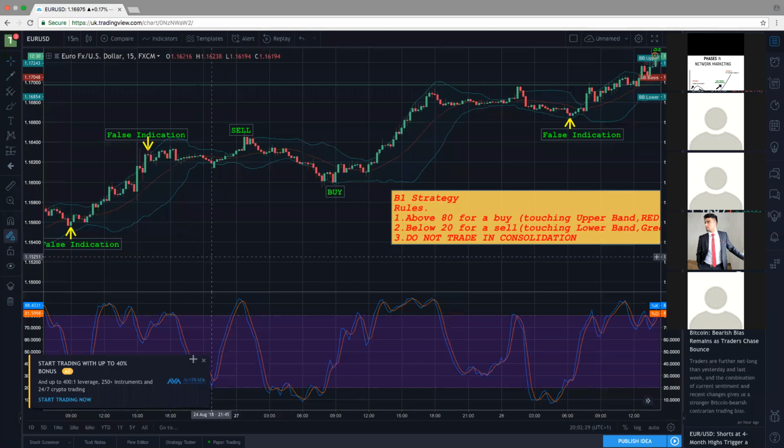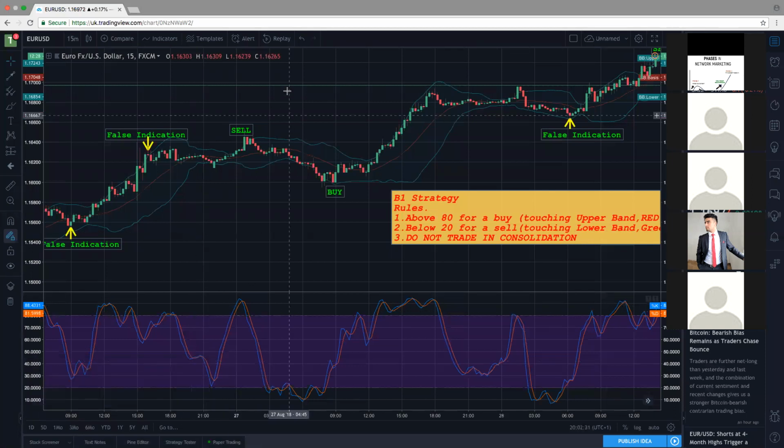Alright guys, so this strategy is called a B1 strategy. The rules to this strategy are really simple. You can set this up on your phone, on your MetaTrader 4. All you need is a stochastics and a Bollinger Band.